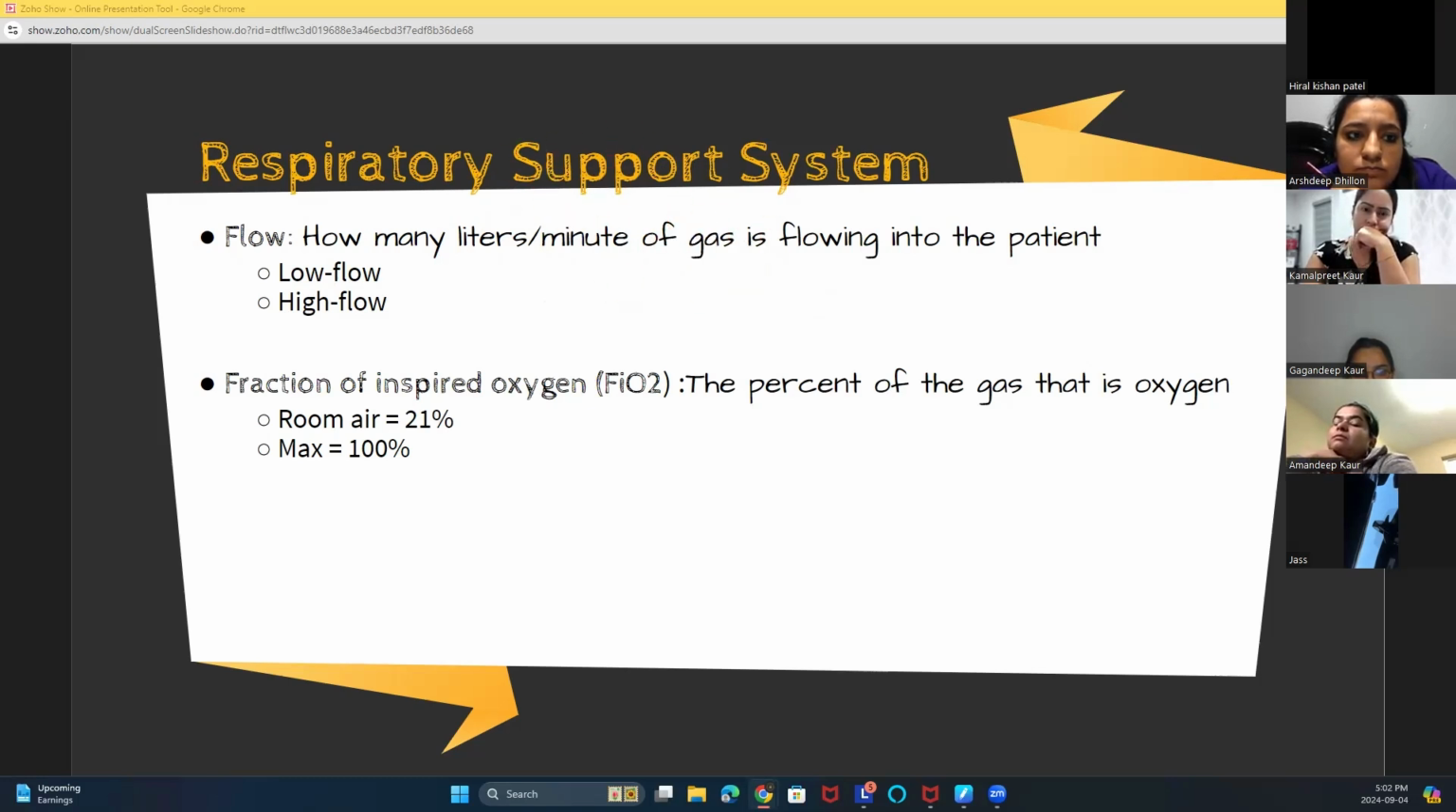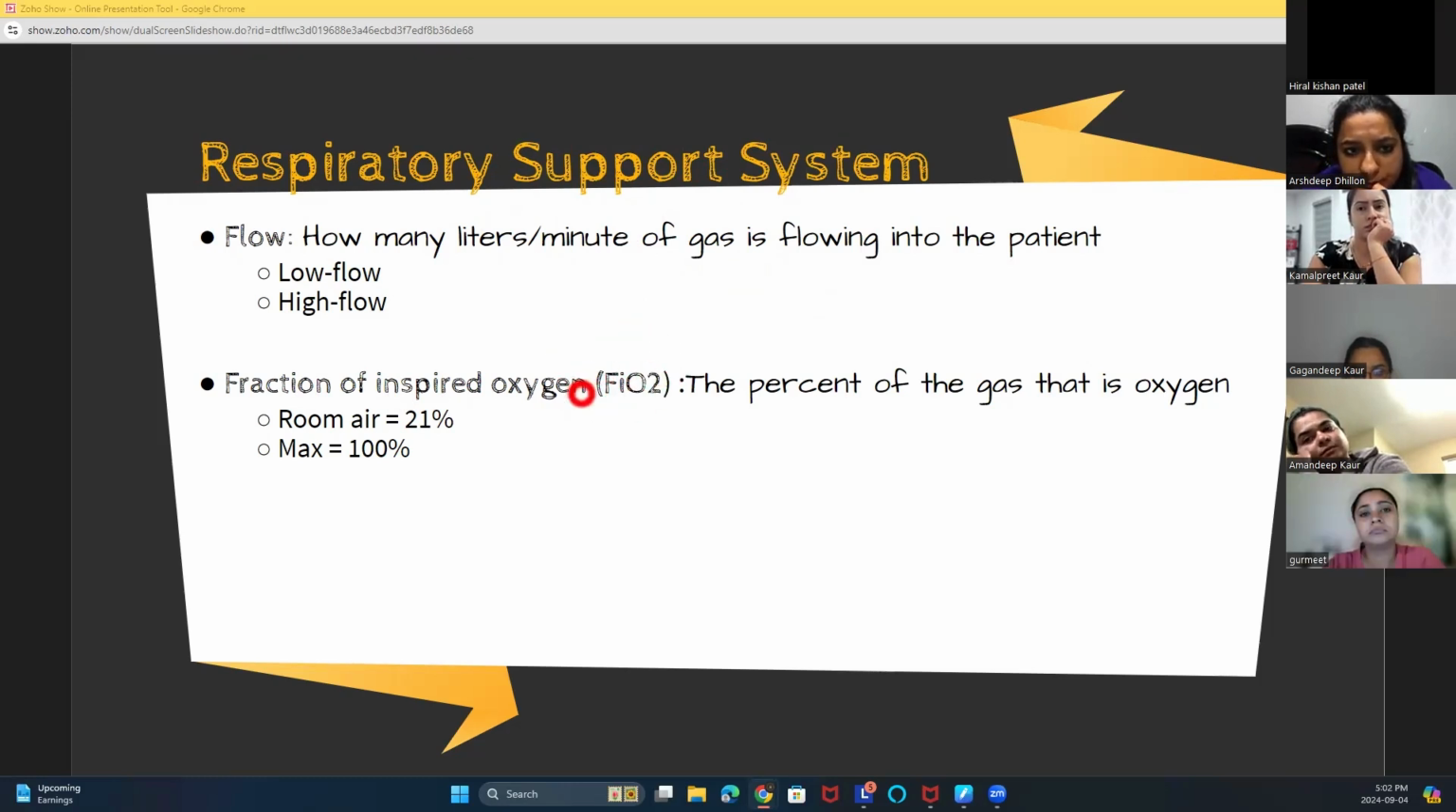For example, when you all are breathing in and out, do you think you are inhaling whole oxygen? Only oxygen? No. How much oxygen is in the environment? Only 21%. So what is your FiO2? 21%. You are breathing in, breathing out, but FiO2 means how much in fraction of inspired oxygen you are inhaling.